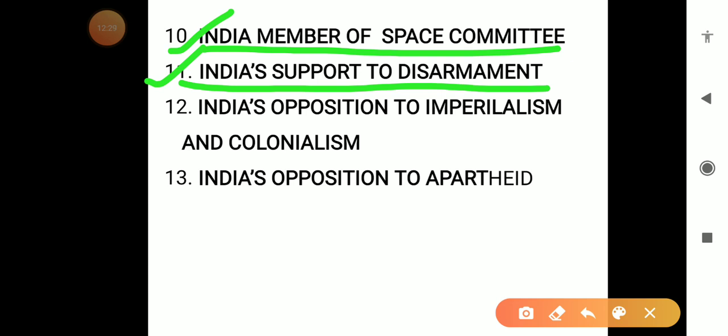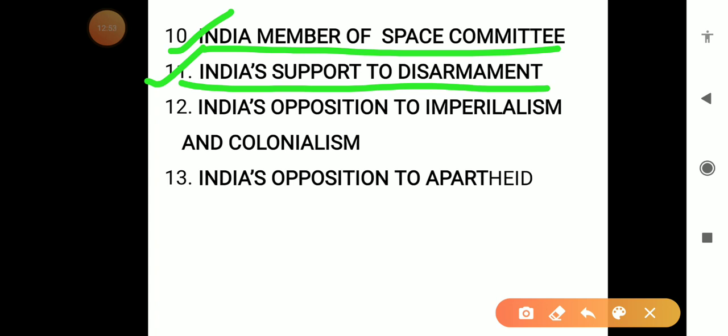India at the UN is also a firm supporter of the policy of peaceful use of atomic energy, and it opposes the idea of manufacturing atom bombs. So India is a member of the 18-member committee of the UN for disarmament. So India is a chief supporter of the disarmament policy of the United Nations.